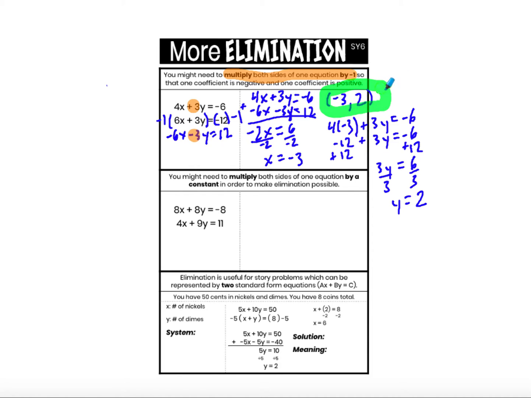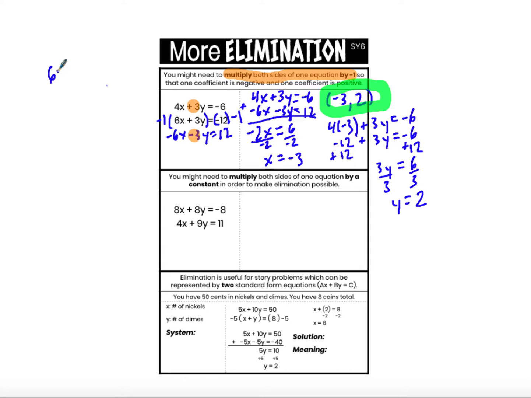I don't know what happened. I am done with this system. My solution to my system is the ordered pair -3, +2. X is -3, y is +2. Since I used this first equation to find y, I'm not going to check with that equation. I'm going to check with the second equation. And I'm going to use my untransformed, my pre-transformed version of that second equation in case I made a mistake when I was transforming.